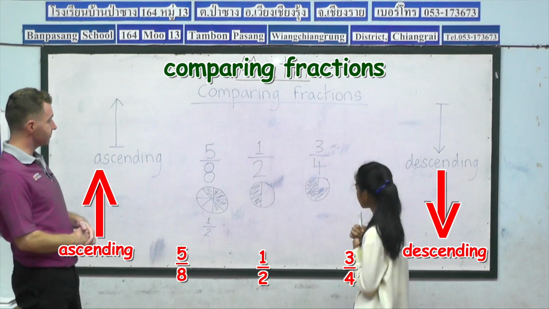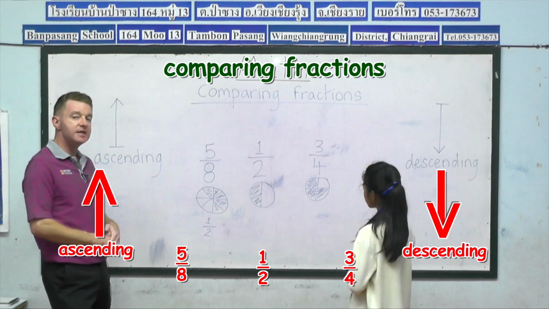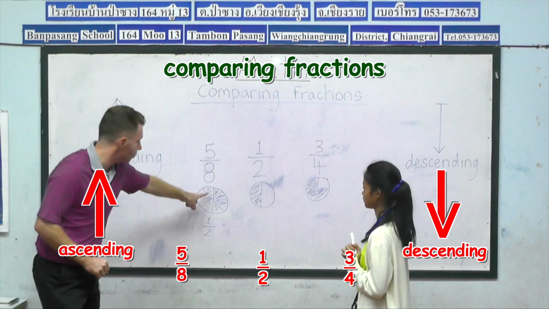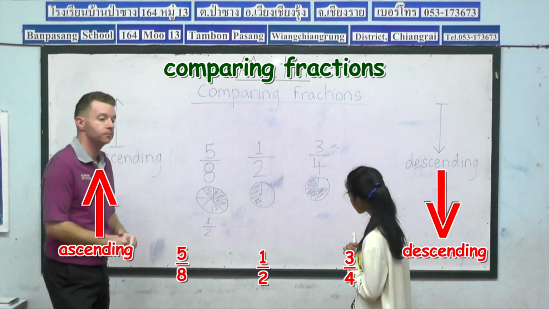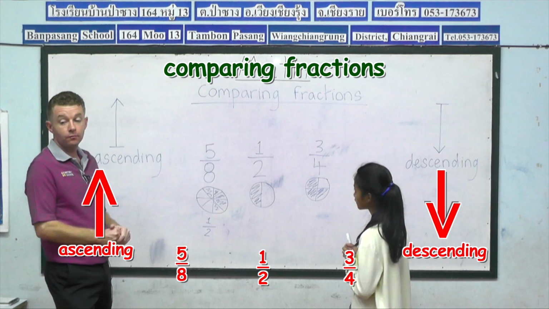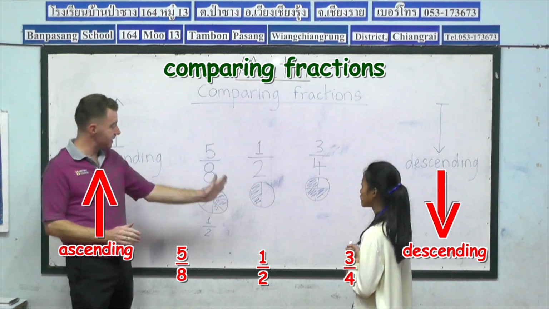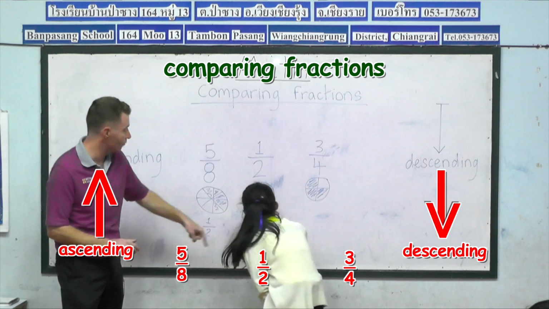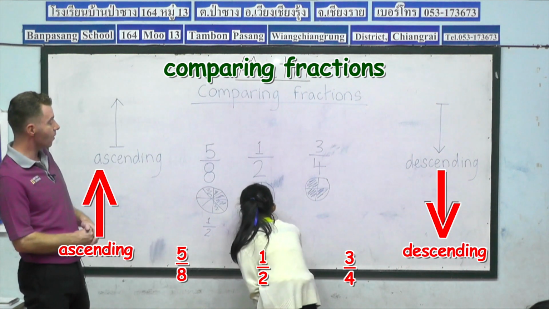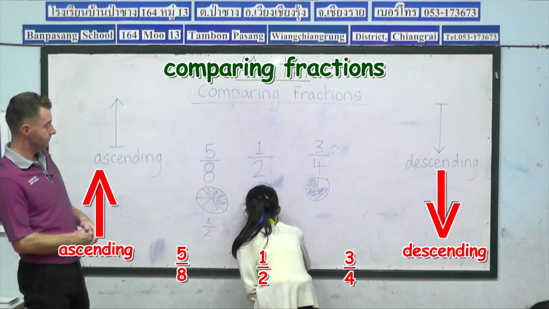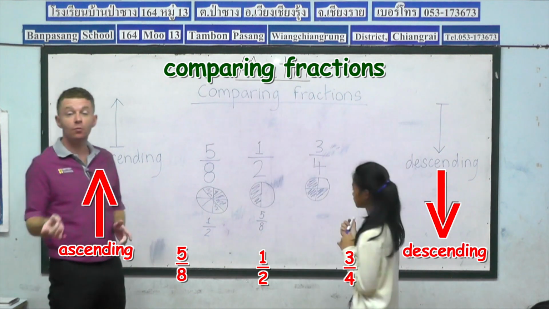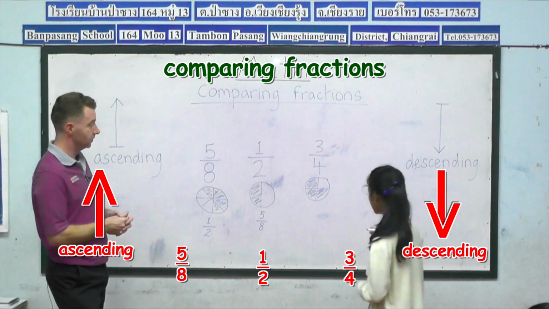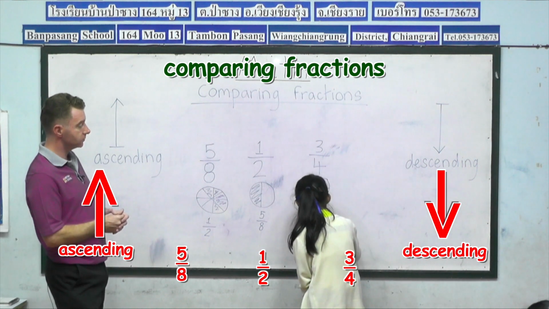And then what we need to do is decide which is the next biggest. Is it 5 over 8 or 3 over 4? Look at how much blue. Really? What we're looking for is the next biggest. Yes. You can see the next biggest after 1 over 2 is 5 over 8. And then finally, we know now that our third and biggest fraction is here. 3 over 4.